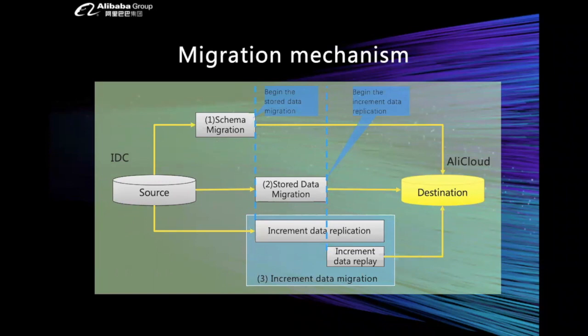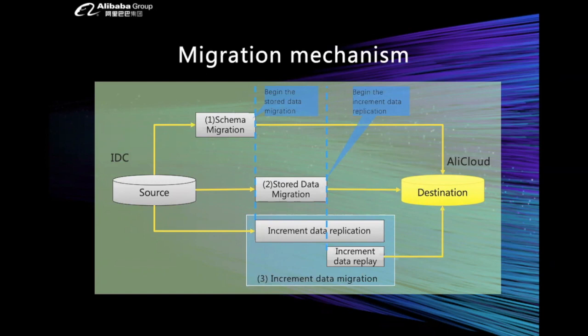After your schema objects are fully migrated to Alibaba Cloud, step number two kicks in, which is to migrate all the stored data. And this step can take a longer time depending on the volume of the data you have on the source database. It could be maybe 10 gigabytes, 100 gigabytes, maybe even 100 terabytes. It really depends on how much data you have. And as you can imagine, this step can take a relatively longer time.